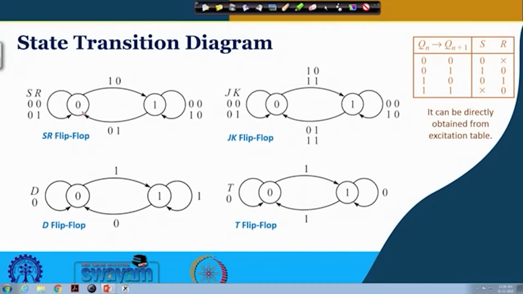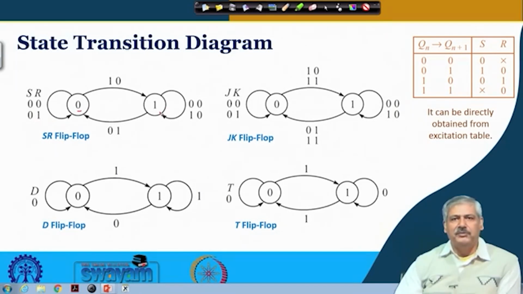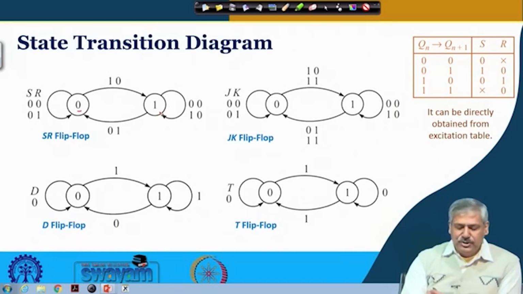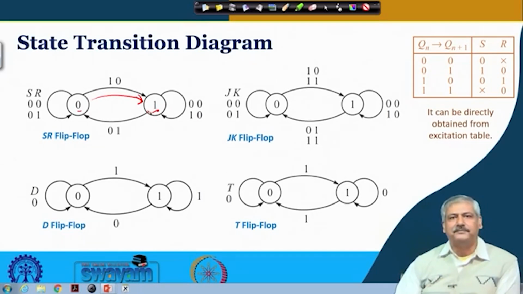Now, it is at 0. So, 0 0 and 0 1 we have seen. If it receives a 1 0, what will happen? It will get set; the next state will become 1, the state of the flip flop will become 1. So it will move to 1. That is what is shown through this arrow over here. From 0 it is coming to 1, when the input presented is 1 0. Is it okay?